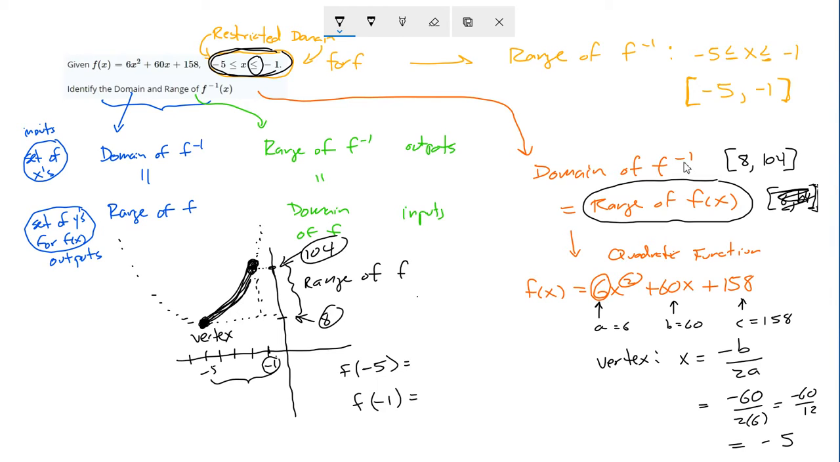Okay? So the domain of the inverse is the same as the range of the original. Okay, which is the set of y values, which is what we just found.